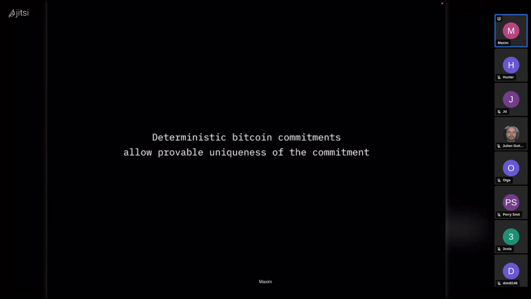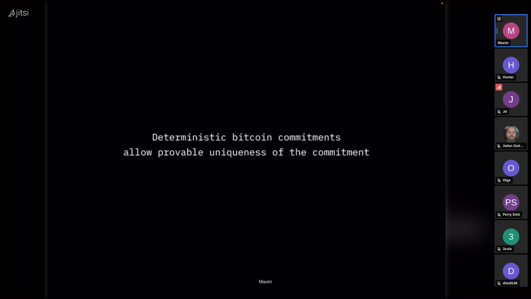So starting with all of that, I would like to first explain what deterministic Bitcoin commitments are and how they're different from usual commitments. The main difference between just a commitment and a deterministic commitment is that with a deterministic commitment, we can prove the uniqueness of the commitment. We can prove that there is only one specific commitment that may exist in this particular Bitcoin transaction. So that's how they are different.